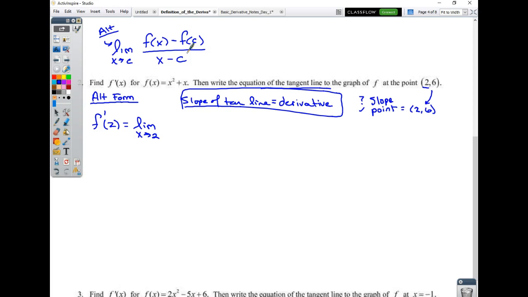Well, f of x is what? X squared plus x, right? We're going to subtract from that f of c. In this case, c is 2. So 2 squared plus 2 all over x minus 2. That's what? X squared plus x, this is minus 6.